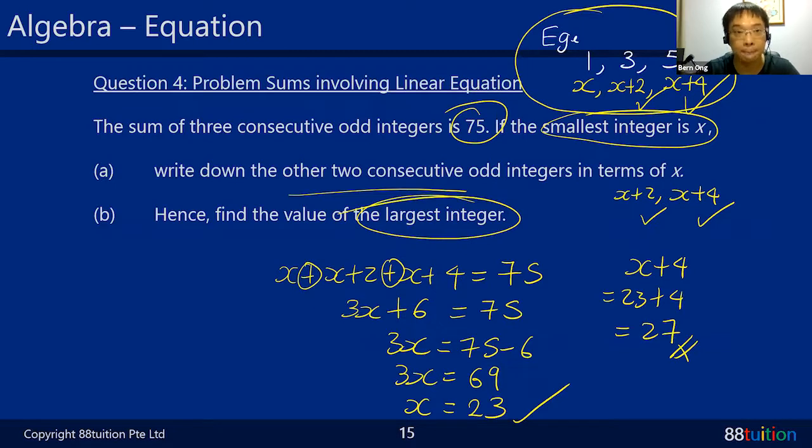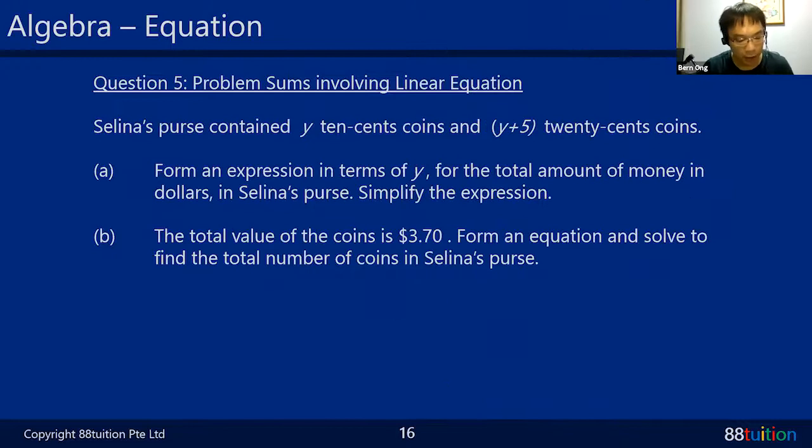Very scary. Okay, let's talk about question 5. Selena's purse contains y number of 10-cent coins and y plus 5 number of 20-cent coins. Form an equation in terms of y for the total amount of money in dollars. In dollars. Read the question first. Doreen, good, you presented your answer in dollars. Very good. So you must present in dollars.